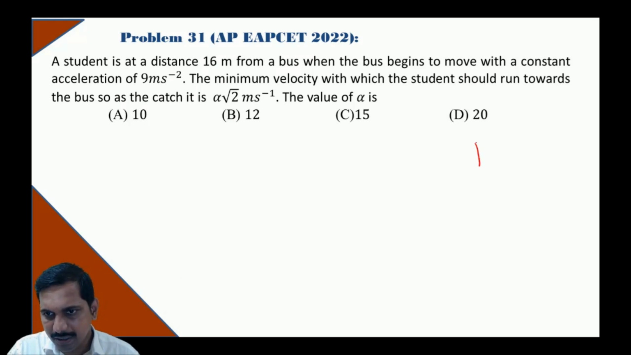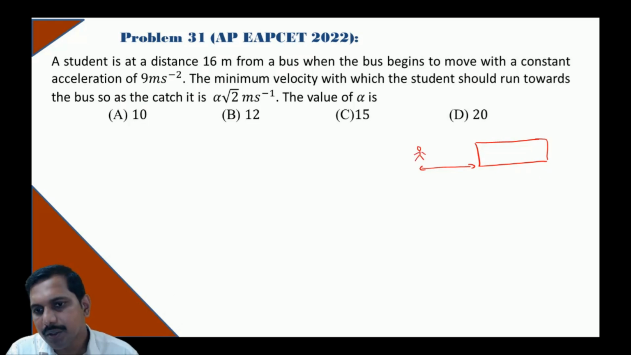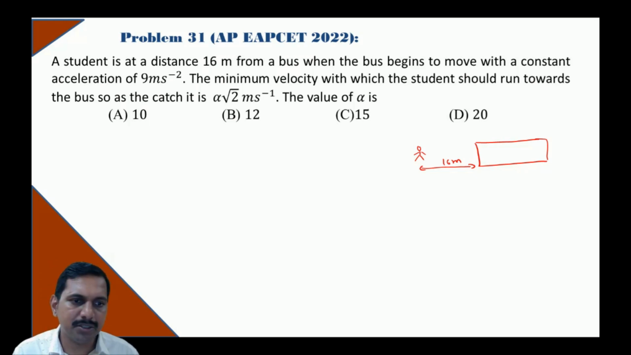So we have a bus here and there is a student who is at a distance of 16 meters from that bus. So he has to run towards it with a velocity, say average velocity v. Now what should be the minimum velocity with which the student has to run so as he will catch the bus? Let us look at it.